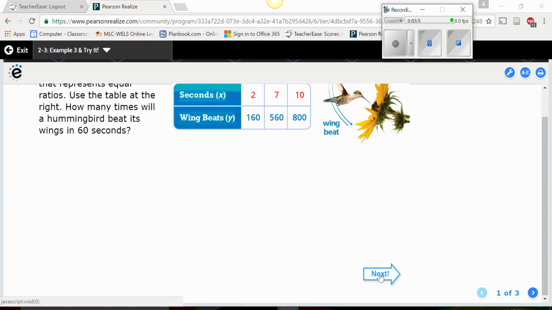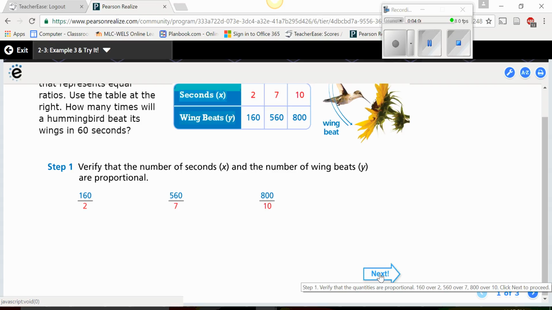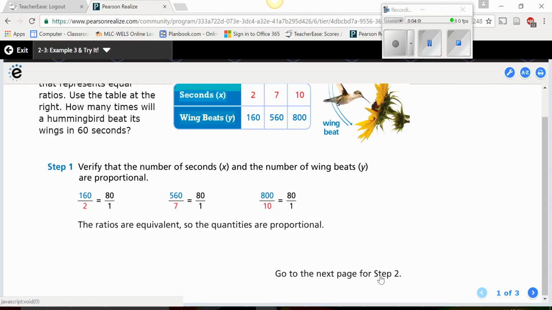So we're going to follow these steps. The first thing we want to do is make sure that they actually are proportional. To do that, you're going to simplify these by dividing them out. As you divide them out, 160 divided by 2 is equal to 80, just like 560 divided by 7 is 80, and just like 800 divided by 10 is 80. So we can verify that they are proportional. We do need to analyze tables to make sure that they are proportional before we just jump in and say, okay, they are proportional. So now that we've proven that, we can move on to step 2.